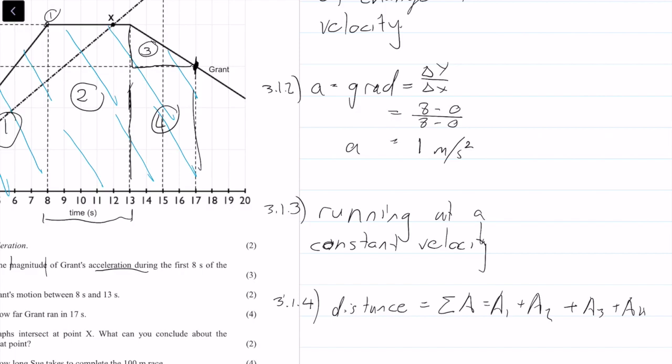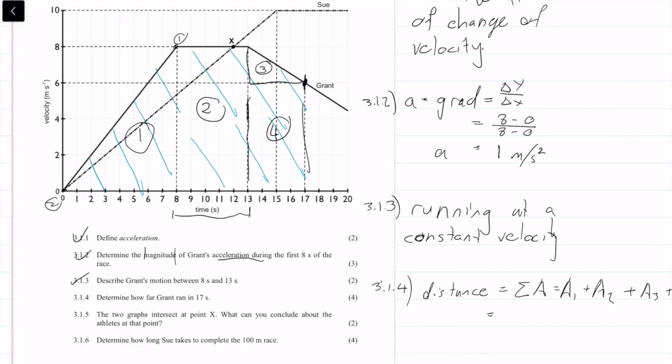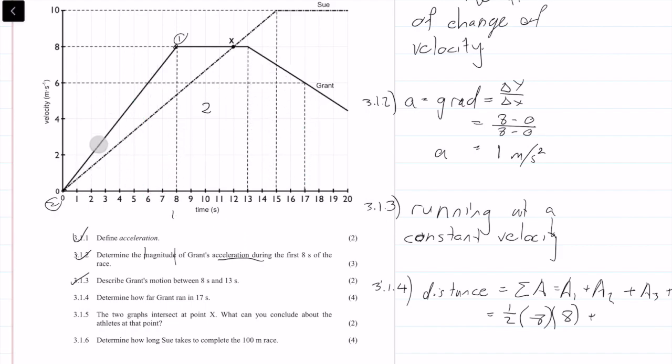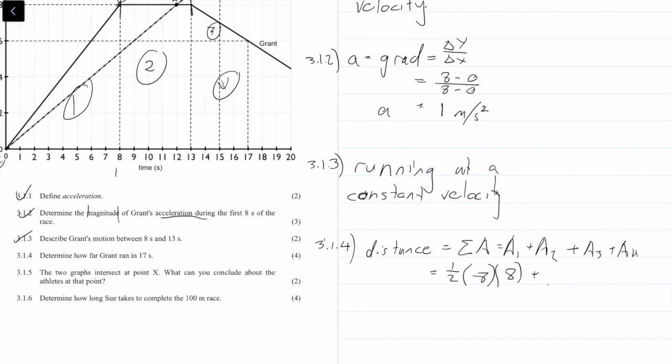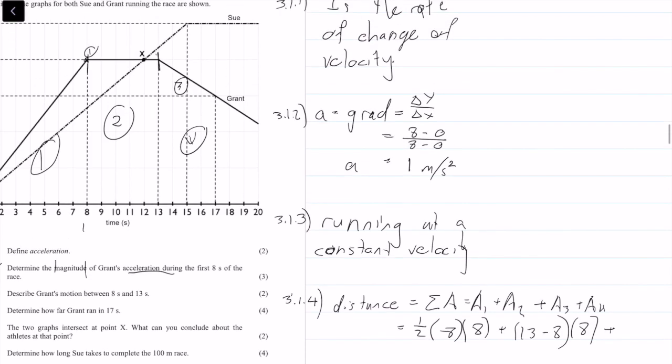Okay, and if we look at the first part of this graph, area 1 is a triangle, so it's equal to a half times the base, which is 8, times the height, which is also 8, plus area 2 is a rectangle. Let's actually clean this up. So we have 1, 2, 3, 4. Area 2 is a rectangle between 13 and 8 seconds, so I'm going to go 13 minus 8 times the height of the rectangle, which is also 8, plus area 3.